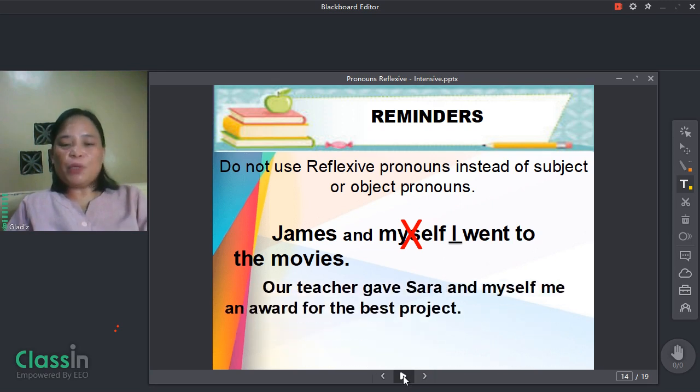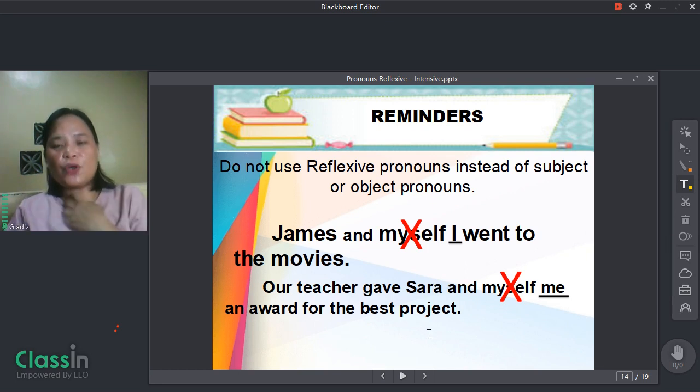Okay, number two: our teacher gave Sarah and myself, or me, an award for the best project. Myself again is not appropriate to use. The reflexive pronoun myself there is not appropriate. The correct one is me. Our teacher gave Sarah and me an award for the best project. So we use the objective case pronoun me instead of a reflexive pronoun.